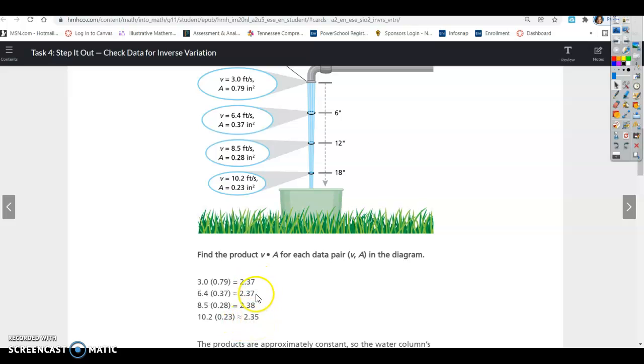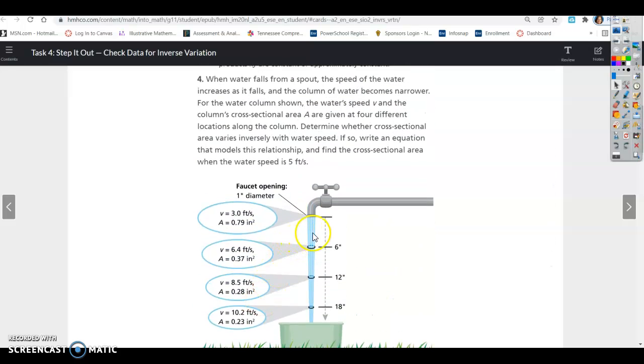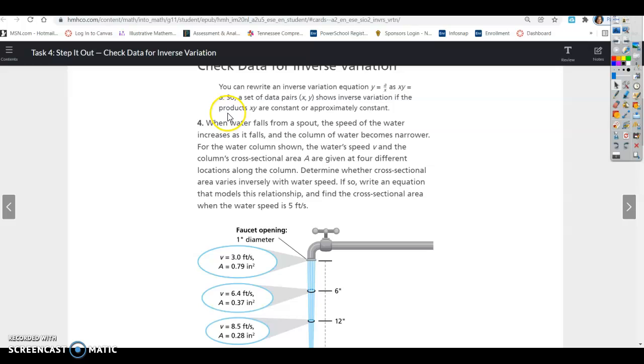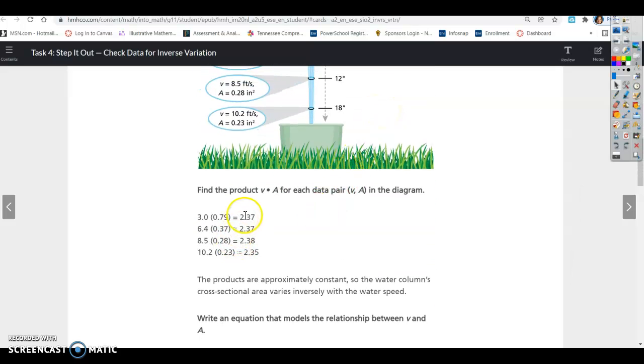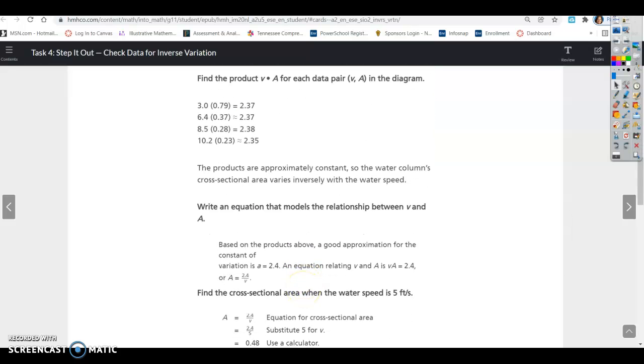So these are not all exactly equal, but they are approximate. They're very close. And you can see it does say if they are equal or approximately equal. Here it is: if the products xy are constant or approximately constant. With these being very close to the same thing, those are approximately constant. So the products are approximately constant, so the water column's cross-sectional area varies inversely with the water speed.